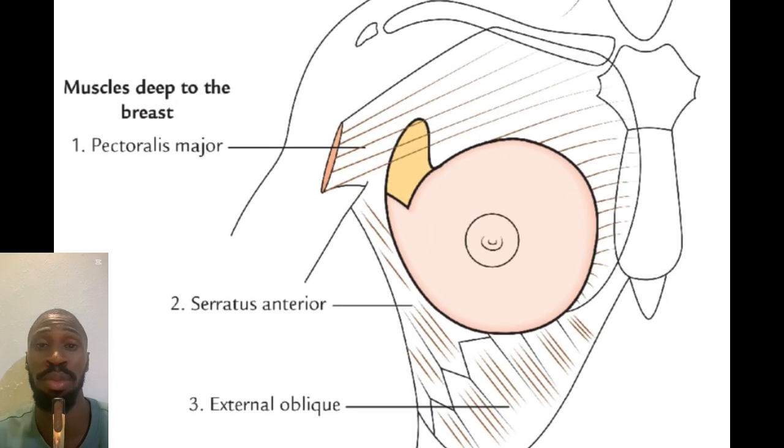Next is the relation to the mammary gland. So what is the relation of the mammary gland? Superiorly, it is bounded by the clavicle and the subclavius muscle. Inferiorly, it is bounded with the abdomen, which is the external oblique muscle. Now in the medial portion, it is bounded by the pectoralis major, and laterally it is bounded with the serratus anterior.